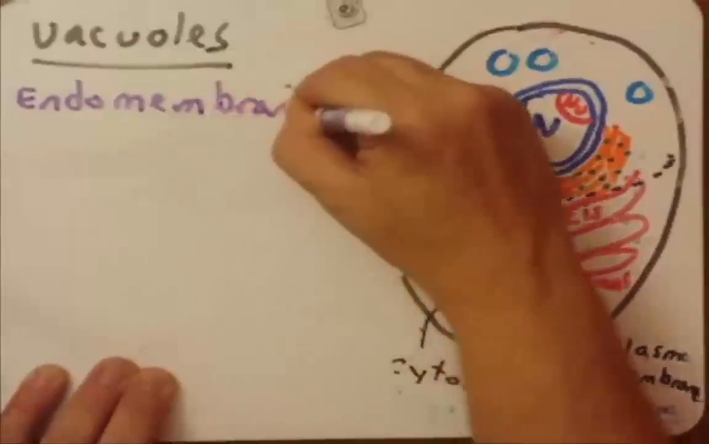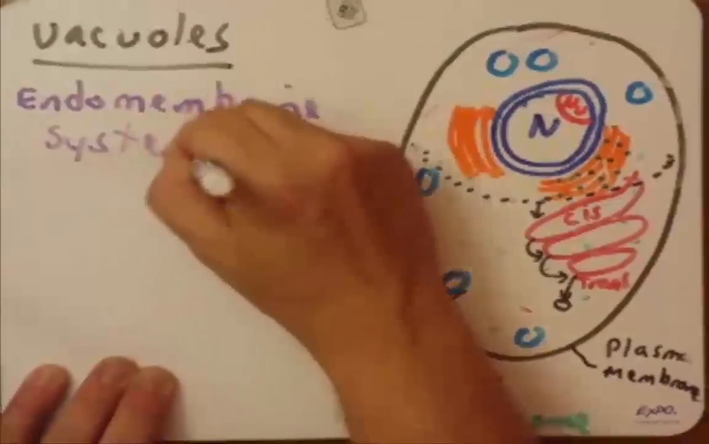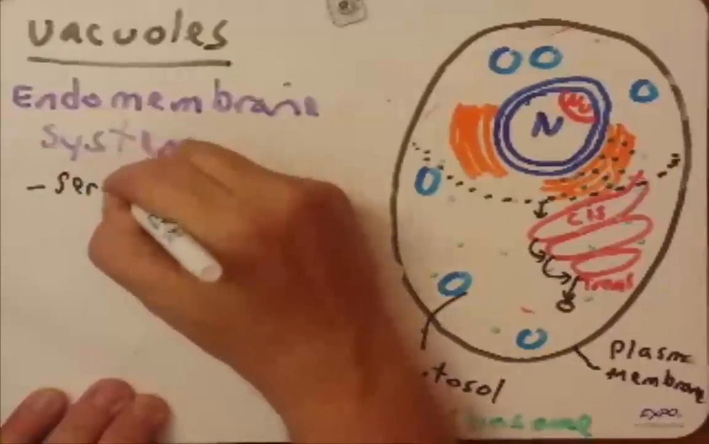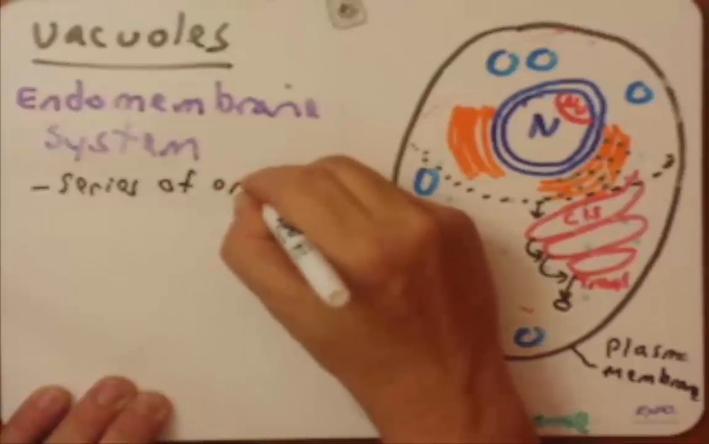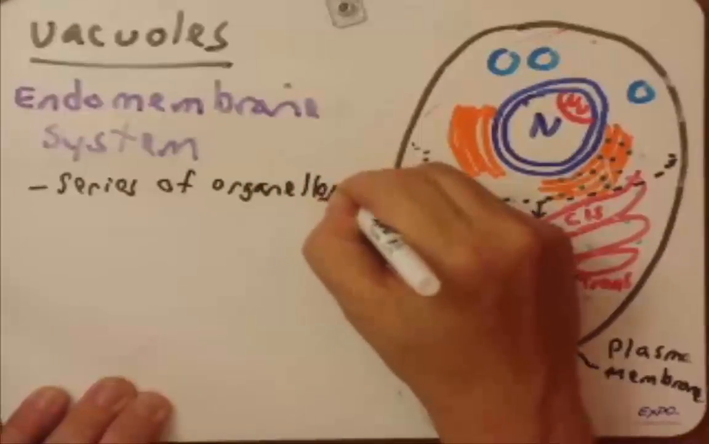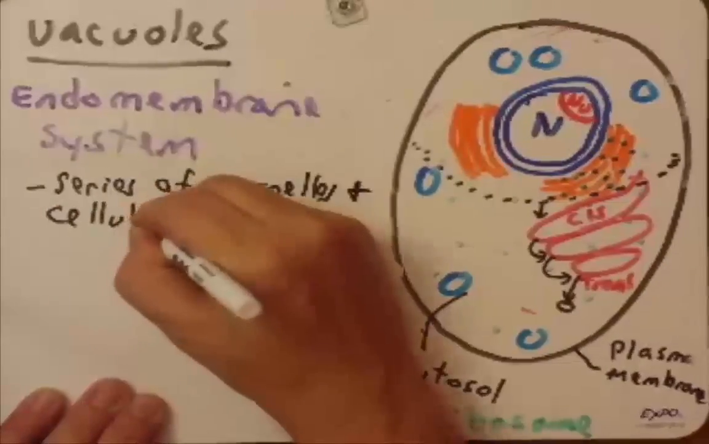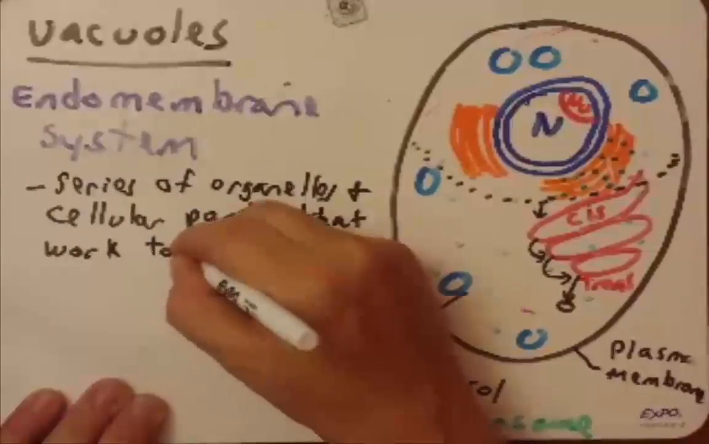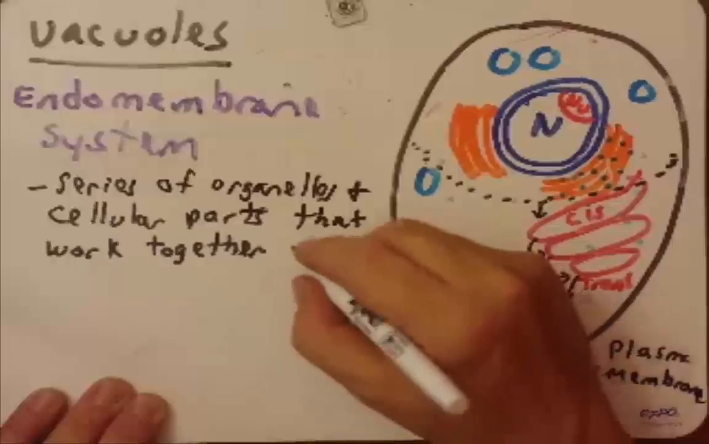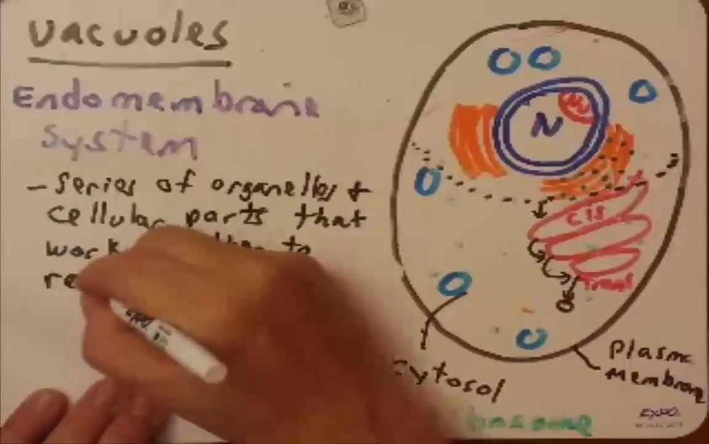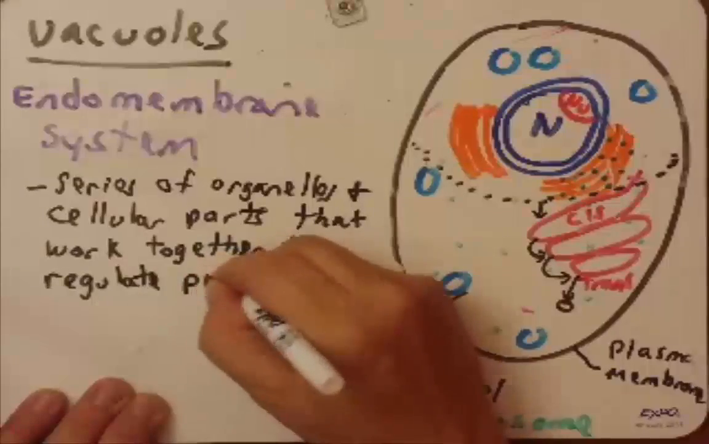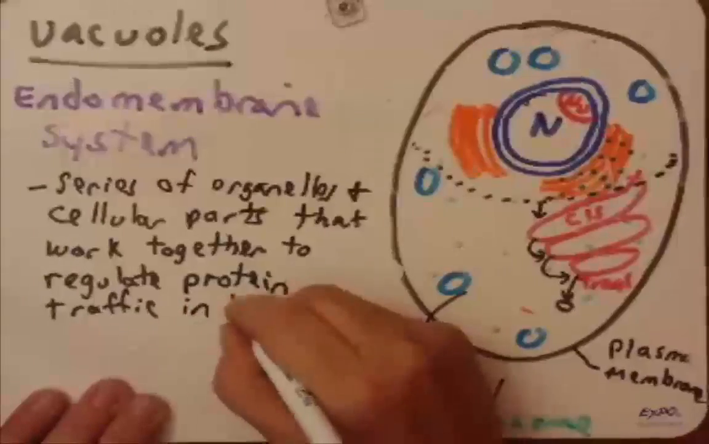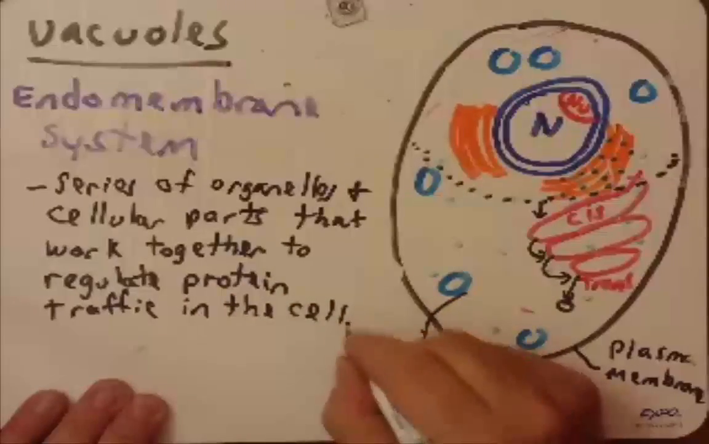Okay, let's erase this. And I would mention this term here called the endomembrane system. We could think of the endomembrane system as a series of organelles and cellular parts that work together to regulate protein traffic in the cell. It does a few other things, but this is the most important thing for right now.